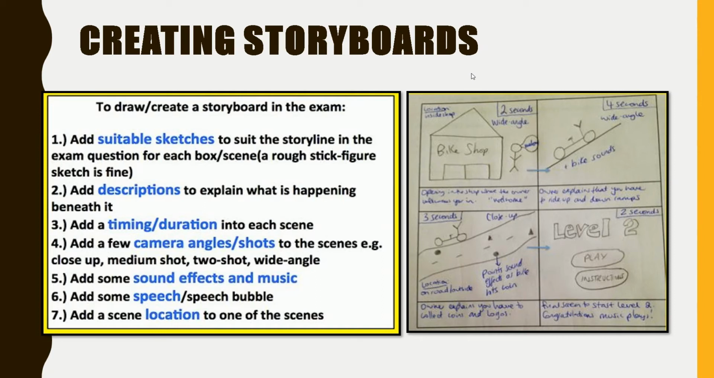They need to add a few camera angles or shots to the scene, for example close-up, medium shot, two-shot, wide angle. They need to add some sound effects or music if appropriate, add some speech, and obviously that is denoted from a speech bubble, and add a scene location to one of the scenes as well.